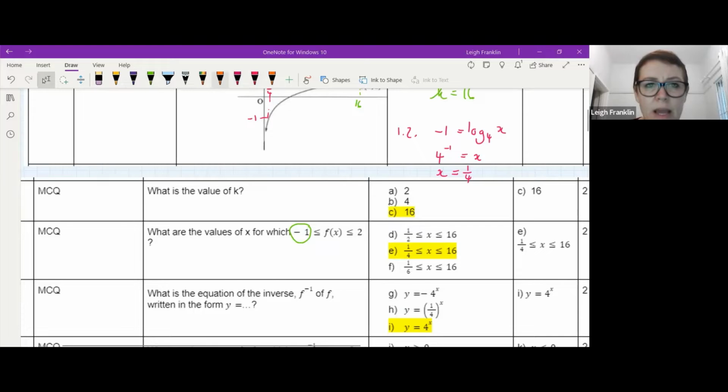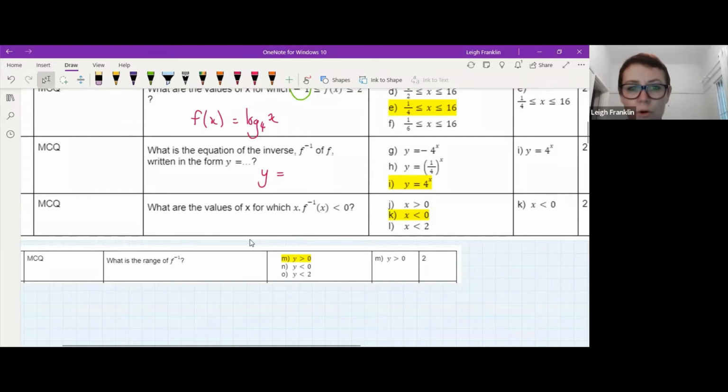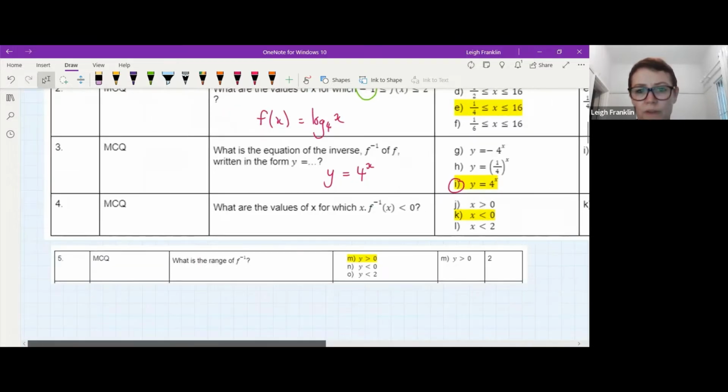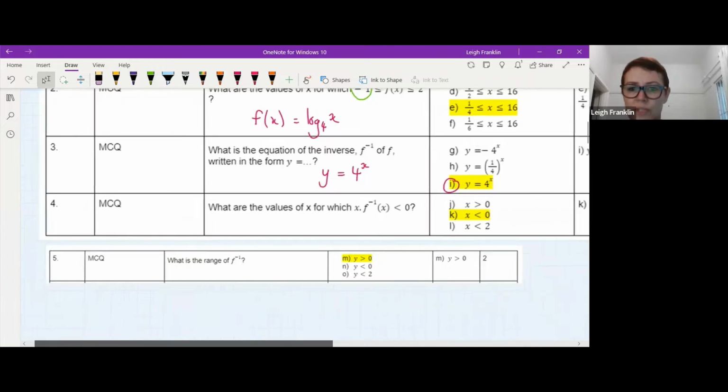Then the inverse. If we are dealing with f of x being equal to log base 4x, our inverse is going to be y equals 4 to the power of x. So you should have chosen option I. Second to last question. In number 4, for which values of x are x times f to the -1 of x smaller than or equal to 0?